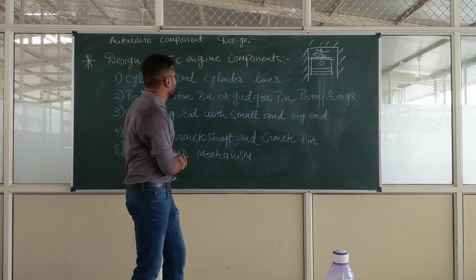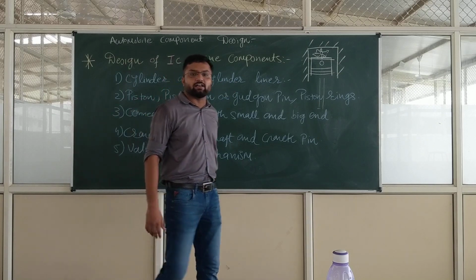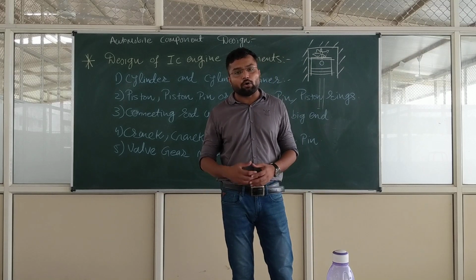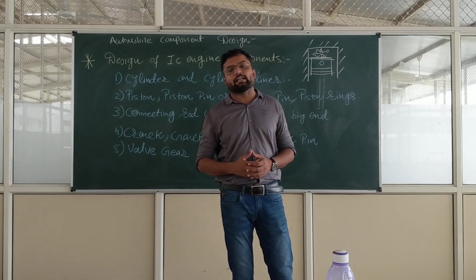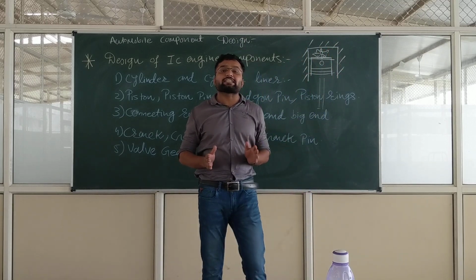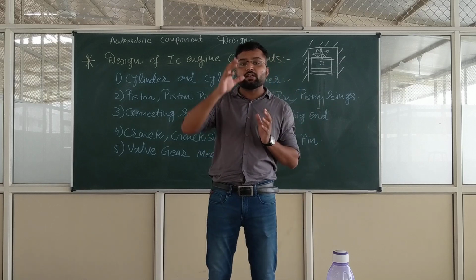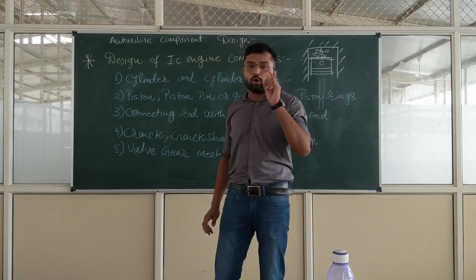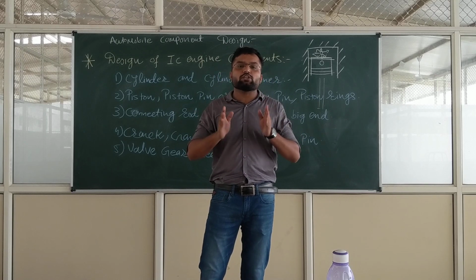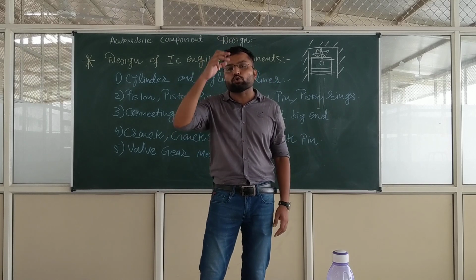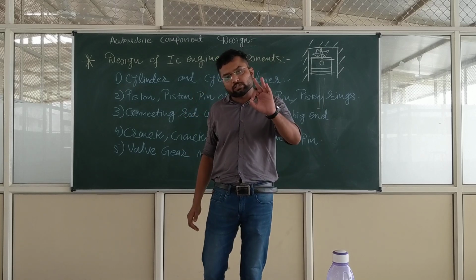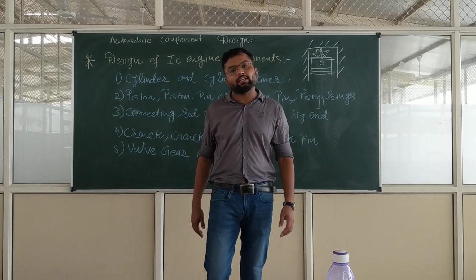So our first component is the cylinder and cylinder liner. Clear? While designing the cylinder and cylinder liner, we should know the function of the cylinder and cylinder liner. The cylinder is a cavity which helps the piston move up and down. You can say the cylinder facilitates our piston to have that to and fro motion in our IC engine without losing any fuel from that cavity.